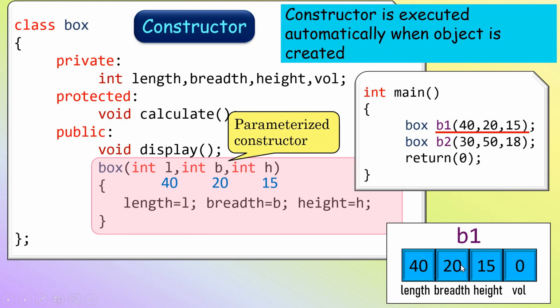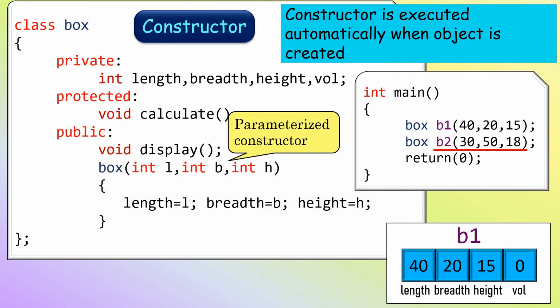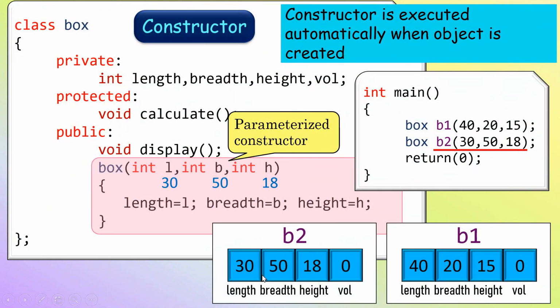Length is 40, breadth is 20, height is 15 and wall gets the default value 0. And similarly, when the second object B2 is created, the constructor gets executed and the values 30, 50 and 18 are passed to the parameters in the constructor L, B and H, and these values get assigned to length, breadth and height. Therefore, the object B2 gets initialized as shown here. Length is 30, breadth is 50, height is 18 and wall gets the default value 0.